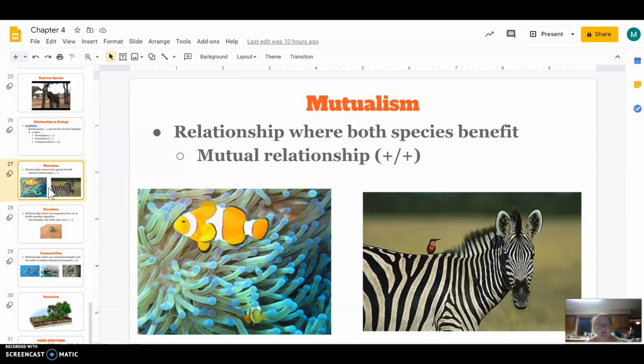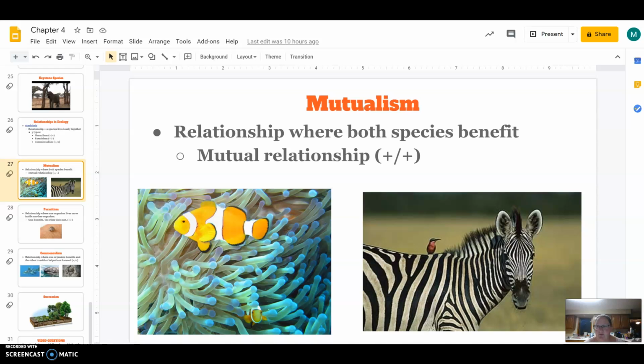So the first one is mutualism. Mutualism is a relationship where both the animals in the relationship benefit. So it's a mutual feeling. In the first example here, the sea anemone and the clownfish. The sea anemone uses its sting to capture prey and protect itself from predators, but the clownfish is immune to the sting and it lives in the anemone. Therefore, it's able to hide from predators. So both of those animals get protection from each other.